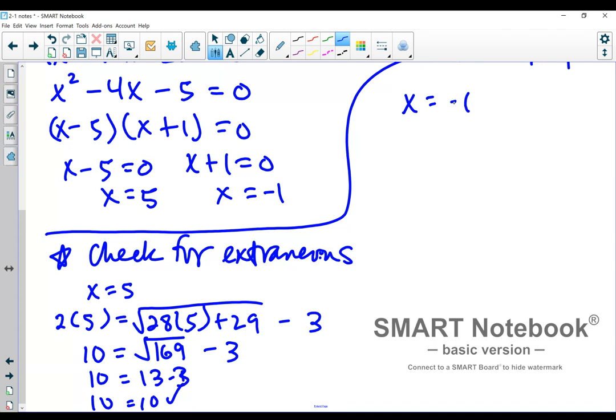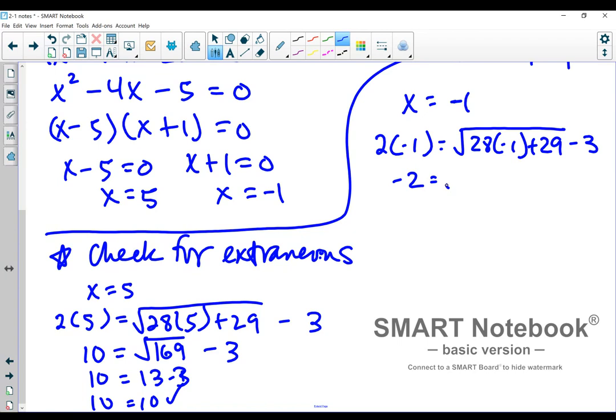The other one, checking x equals negative 1. And I know you guys always think the negative solutions don't work, but that's not always true. We really need to check it. So 2 times negative 1 equals square root of 28 times negative 1 plus 29 minus 3. So this is negative 2, and this is, negative 28 plus 29 is going to be the square root of 1. So 1 minus 3 is negative 2, so this one works also. They both work.